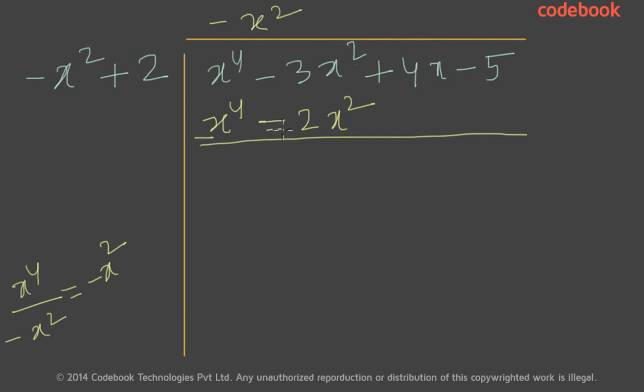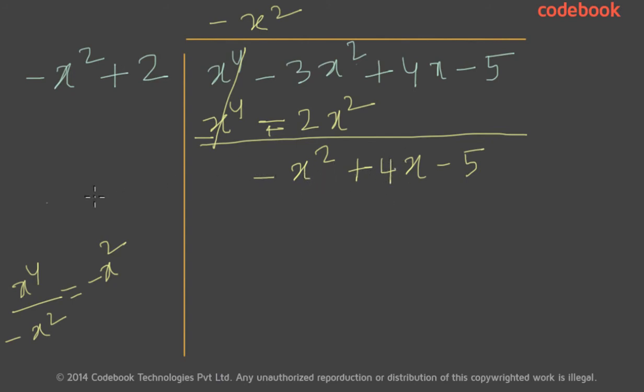So minus and minus becomes plus, right? So x power 4 and x power 4 get cancelled out, and minus 3x square plus 2x square is minus x square, and you will have plus 4x minus 5. Now if you observe the degree of this remainder, it's 2, and the degree of the divisor is also 2. So you have to continue the division process until the degree of the remainder is less than the degree of the divisor, or the remainder becomes 0. That's your step 3.